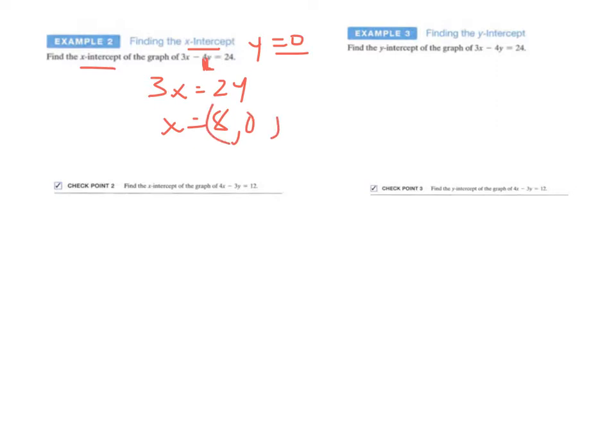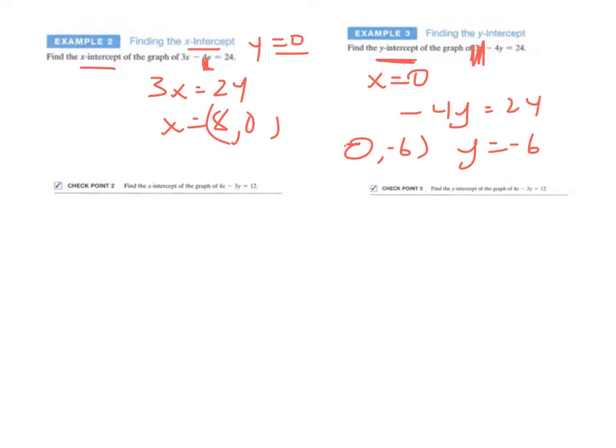So finding the y-intercept means make x equal 0. So I cancel this part out, and so now I have -4y equals 24. And when I solve, I get -6. So the point is 0, -6. And I actually should do this. x equals 8, but the point is 8, 0.